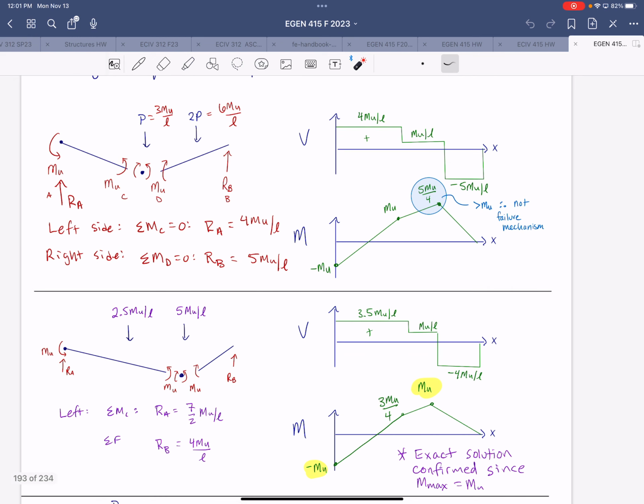Similar for the second mechanism, the process is very similar. We just have different values for PU, and we have a different location for one of the plastic hinges. So we'll get different results for RA and RB, and different shear and moment diagrams. In this moment diagram, though, there's nothing that exceeds the ultimate moment MU throughout the entire distribution. So this confirms that we have the exact solution.